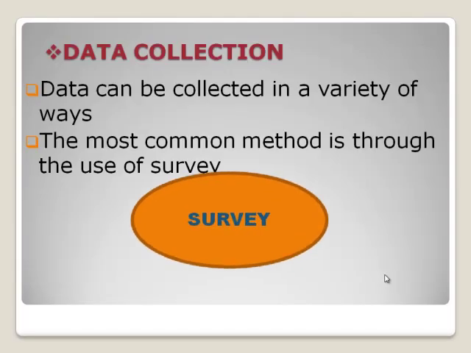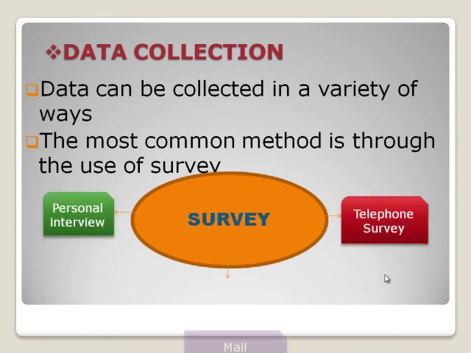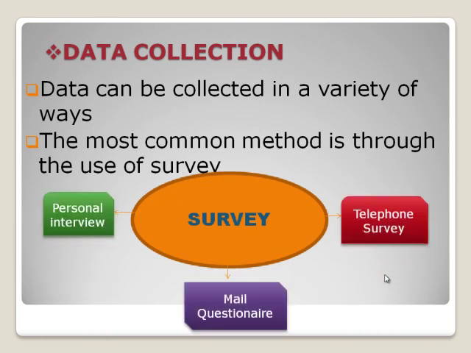Actually, we can obtain more data or information through a variety of ways. One of those ways is by using a survey. This method is very commonly used by many researchers to obtain research findings. In a survey, three methods are commonly used: personal interview, telephone survey, and mail questionnaire. But the most effective method is the personal interview.